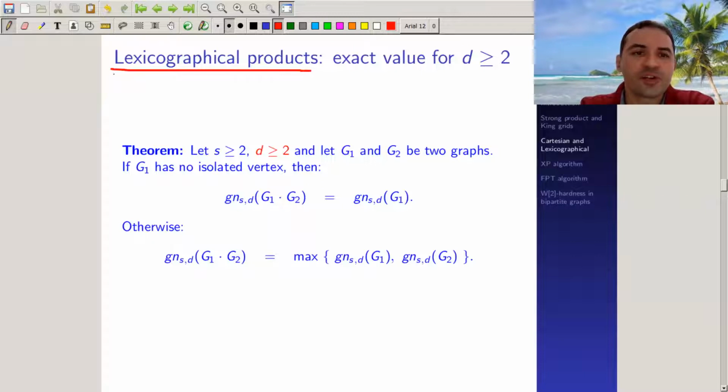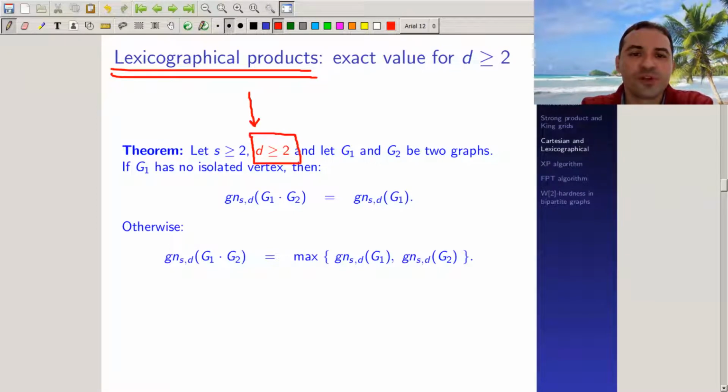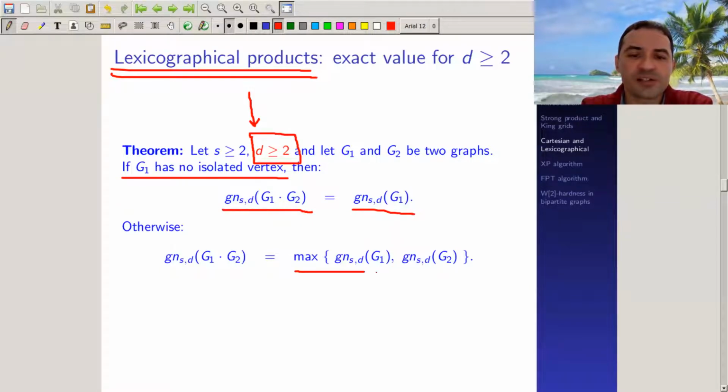However, in the lexicographical product, we can show that if the surveillance distance is at least 2, we have a better upper bound. In fact, we have an equality. If G1 has no isolated vertex, the guard number of the lexicographical product of G1 and G2 is the guard number of G1. Otherwise, it is the maximum among the guard number of G1 and the guard number of G2.